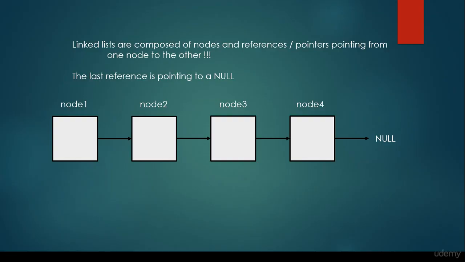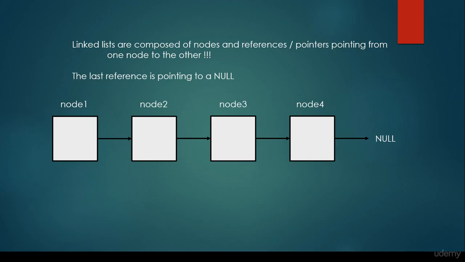What are linked lists? Linked lists are composed of nodes and references or pointers pointing from one node to the other. Of course, the last reference is pointing to a null, and it's very important because this is how we are able to detect that the last node is pointing to a null. So in this situation, the first node is node 1. It is pointing to node 2, which is pointing to node 3, which is pointing to node 4, and node 4 is the last node because it is pointing to a null.